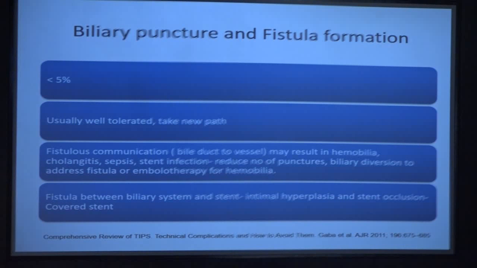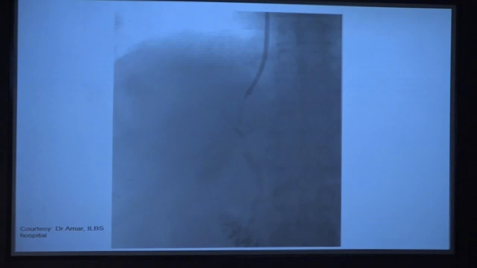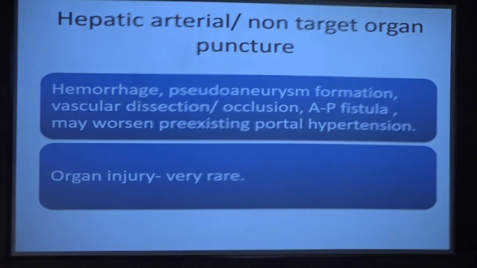However, if a fistulous communication develops or there is hemobilia and later on cholangitis, we may want to do an ERCP and place a plastic stent. And in case there is hemobilia because of an arteriobiliary fistula formation, then we will have to do an angiography to do the embolotherapy for the fistula. That's about the bile duct puncture.